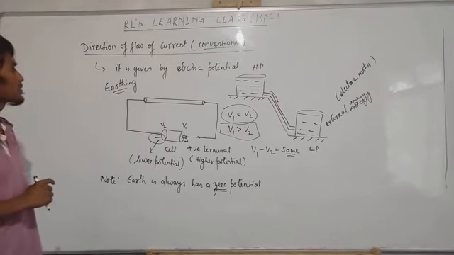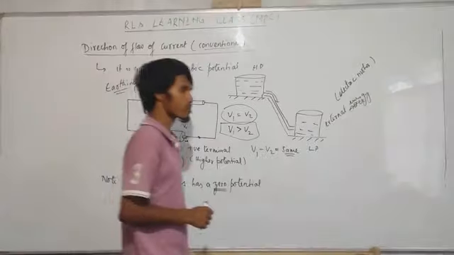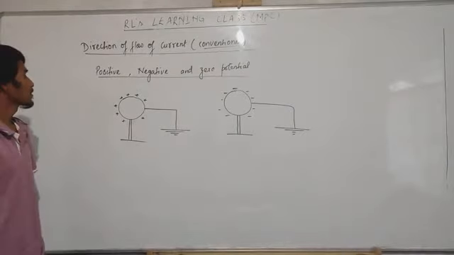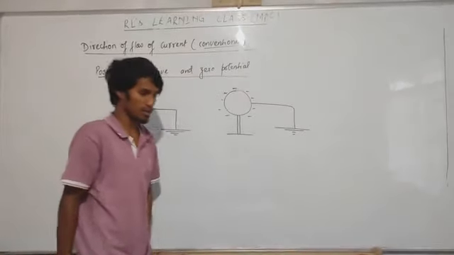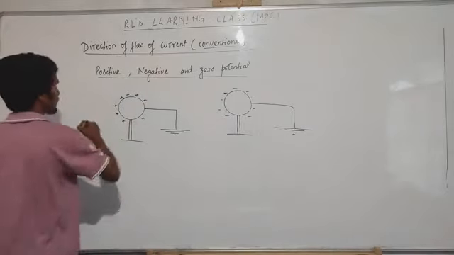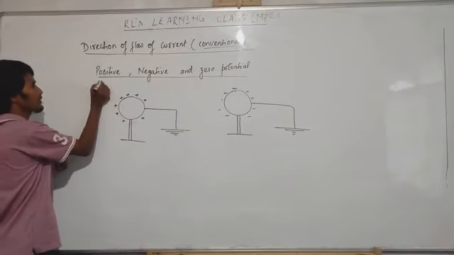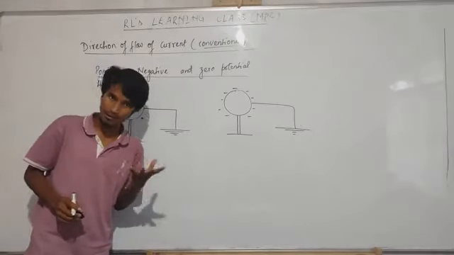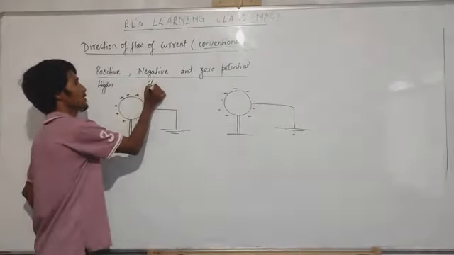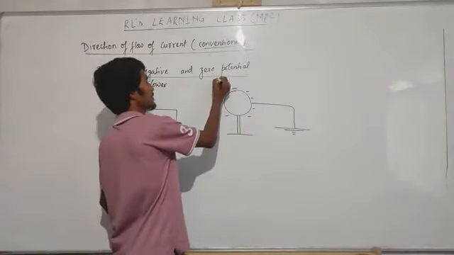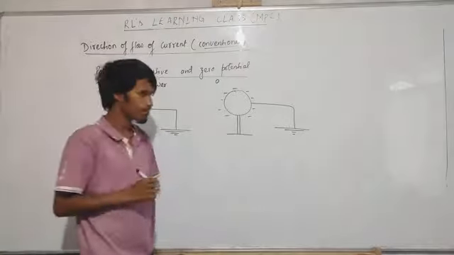Okay, what else from here? Now we look at positive, negative and zero potential. Don't confuse this. Remember, positive means higher potential, they have more energy. Negative means lower potential, they have less energy. And zero potential means zero energy.